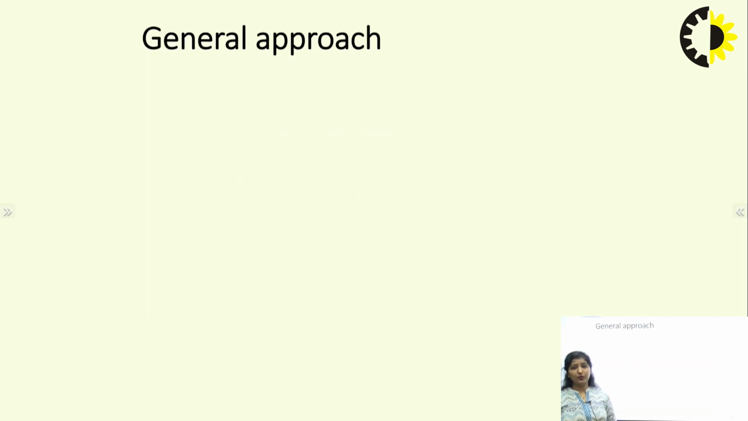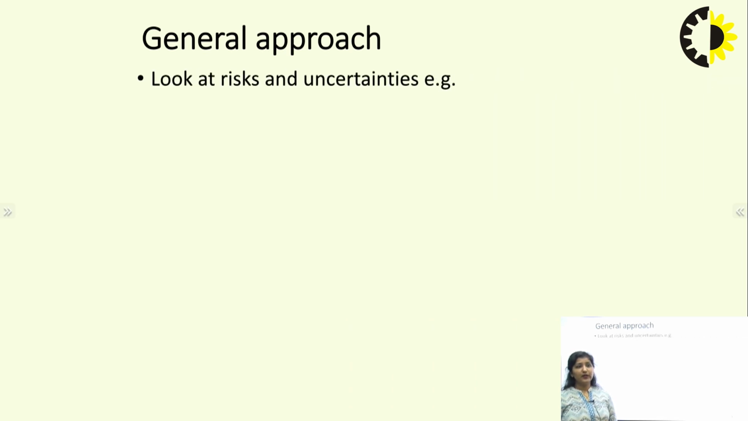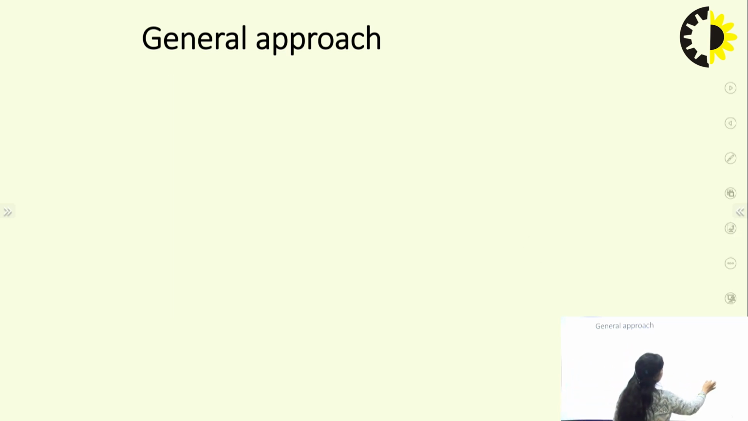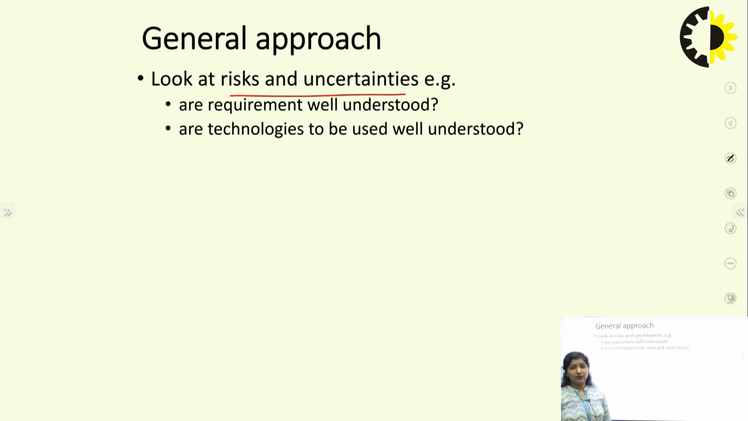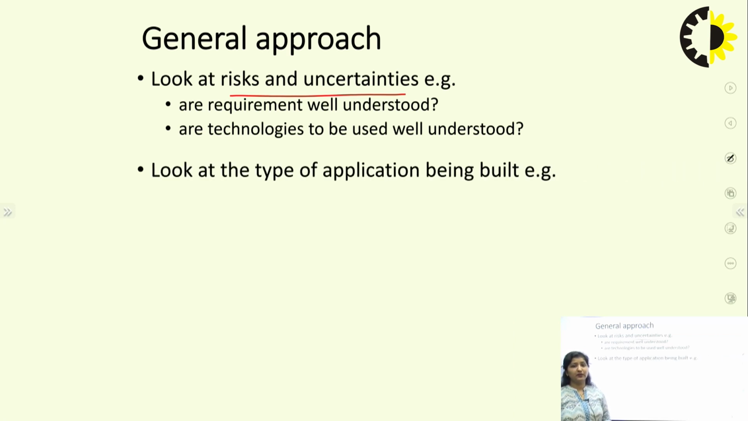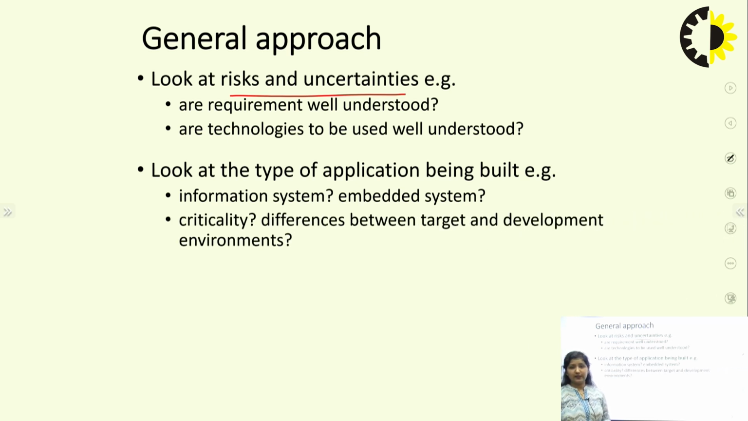Next one, the general approaches of building a software. The first one is to look at the risk and the uncertainties. Like what are these uncertainties, how will they be evaluated and allocated. So we have the risk and the uncertainties which we have to take care of. For example, are requirements well understood? Are the technologies which we are going to use well understood? Then we look at the various types of applications which we are going to develop. Like an information system, or are we going to develop an embedded system? What is the criticality of the particular project?